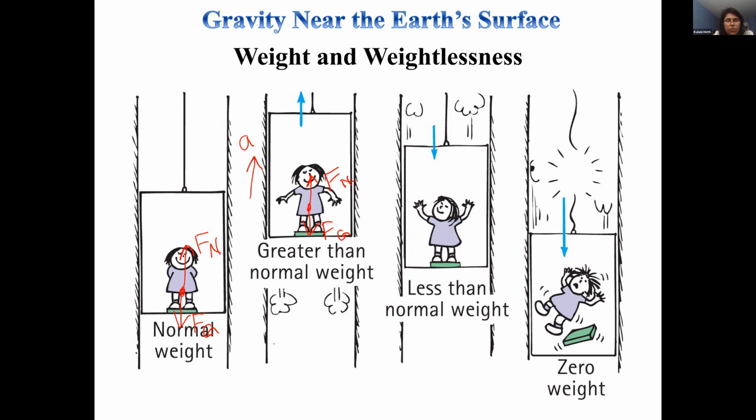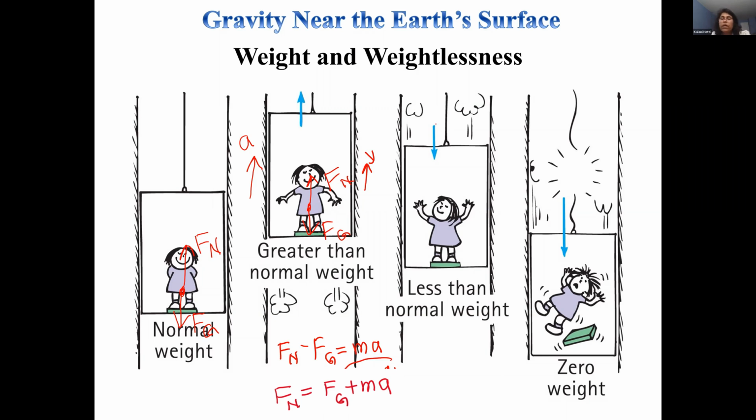So what that means is if you write Newton's second law in the y direction, you have the normal force upward and Fg in the downward direction. That should be equal to mass times acceleration upward. You see that your normal force in this case will be Fg plus ma. That means it's greater than your usual weight.